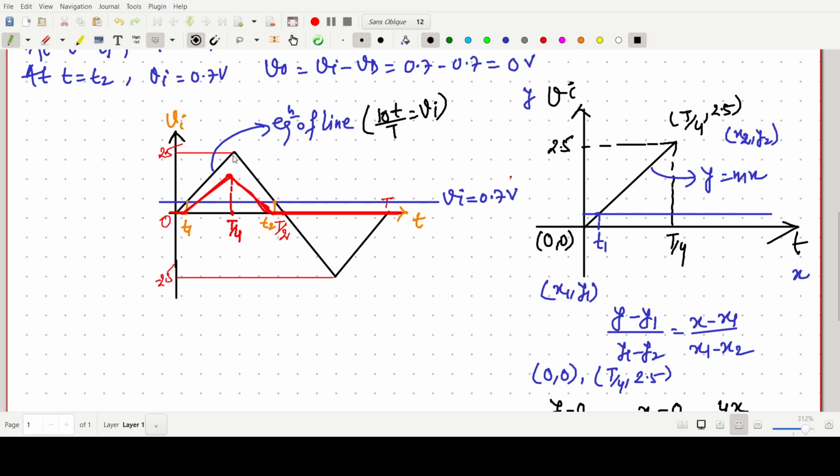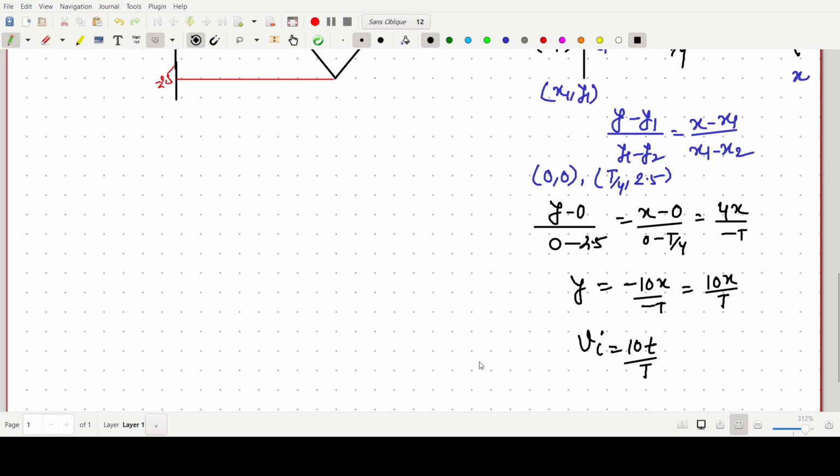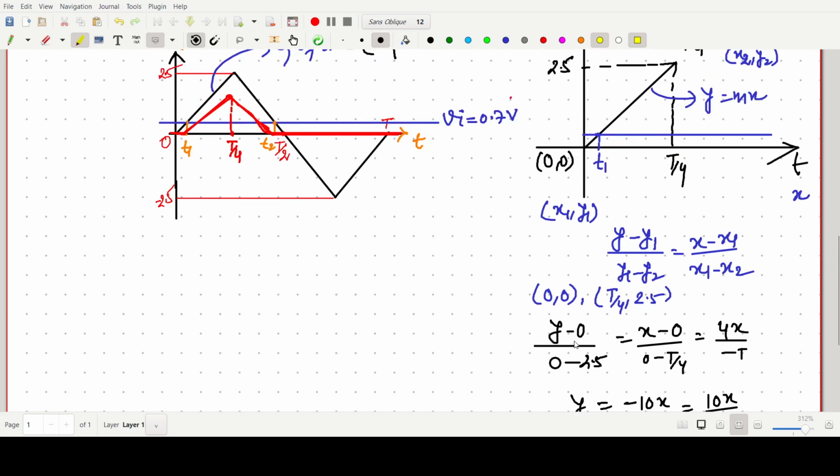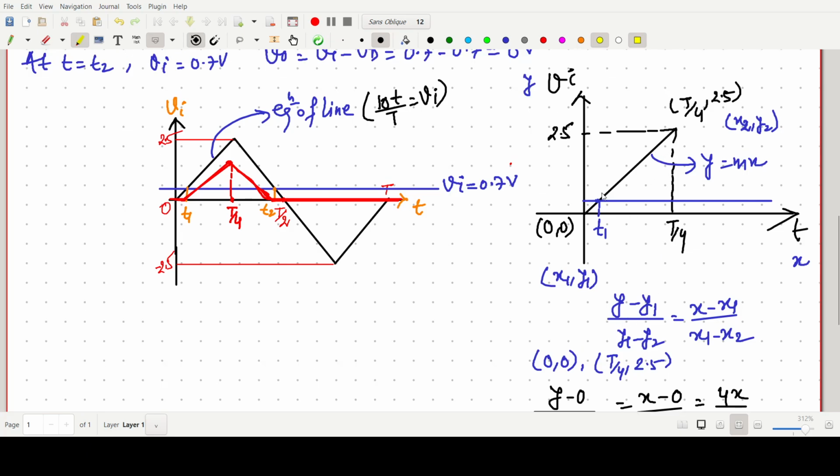So if you find this point at t by 4, okay, now at t equals to T by 4, the Vi value will be 10 into T by 4 into this T. Okay, T cancel, 2.5. So we are in the right direction. So this equation is clear. You can also find this very simple mathematics kind of thing, because y equals to mx. This slope we can easily find. Okay, this slope we can easily find, means this height by this. Okay, it will give the slope.